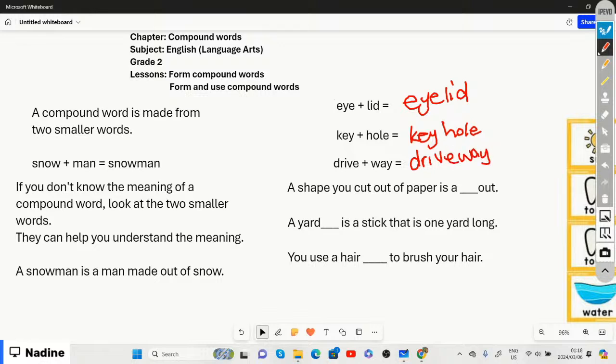right? And these are called compound words. Compound words are made up of two smaller words, and of course they form whatever word is being asked.